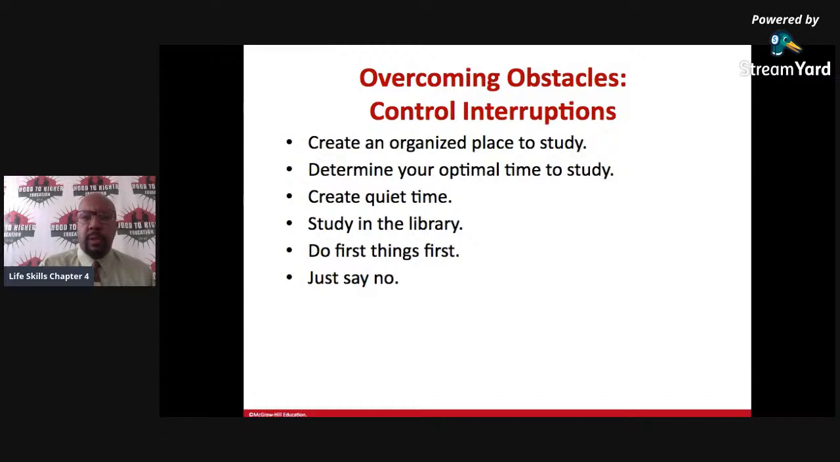Overcoming obstacles, how to control interruptions. And this is one of the things that I struggled with in college. Creating an organized place to study. A cluttered place typically makes for a cluttered mind. So clean up, organize, make sure you know where everything is, make sure your desk is clear. Determine your optimal time of study.